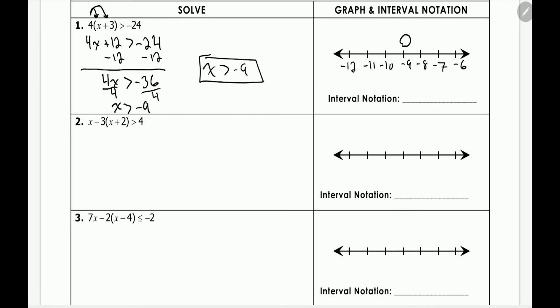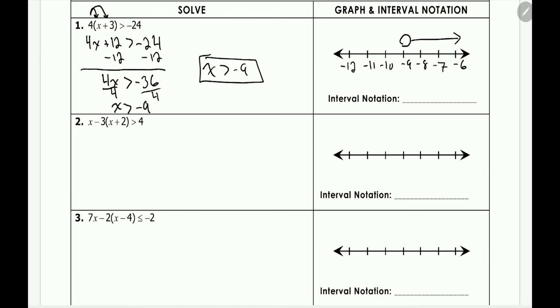And then I have to determine which direction my arrow should go. So where are the numbers that are greater than negative 9? Well, they're going to be to the right side. So that means that I'm going to draw an arrow to the right. And that's where we stopped last time.